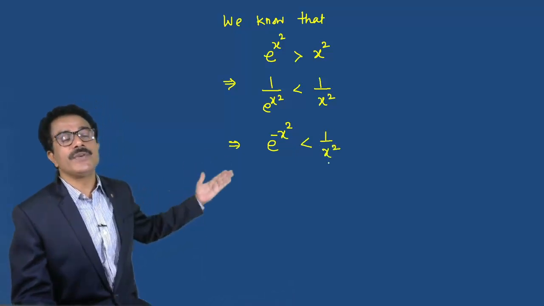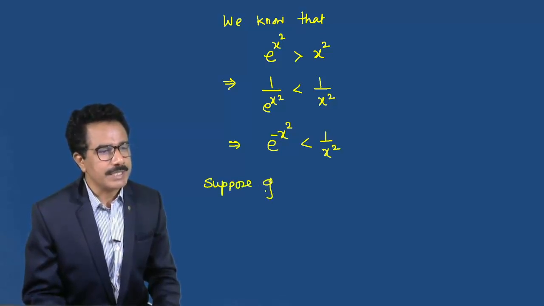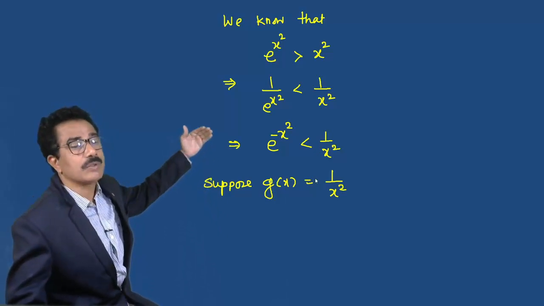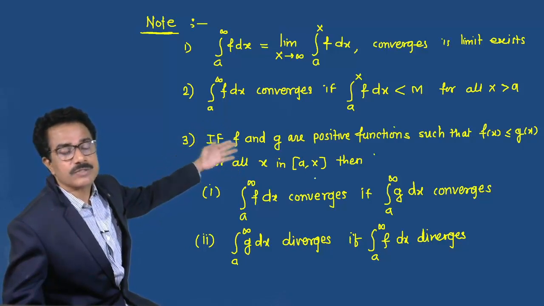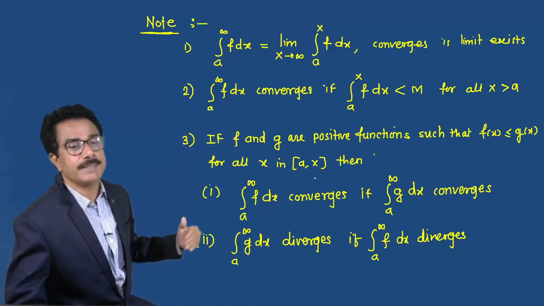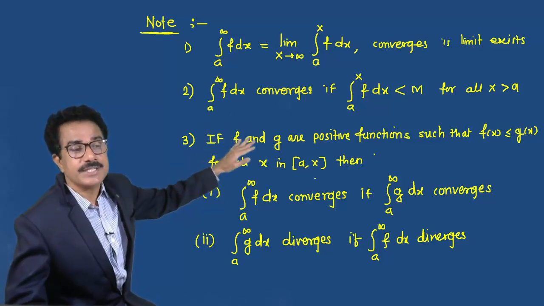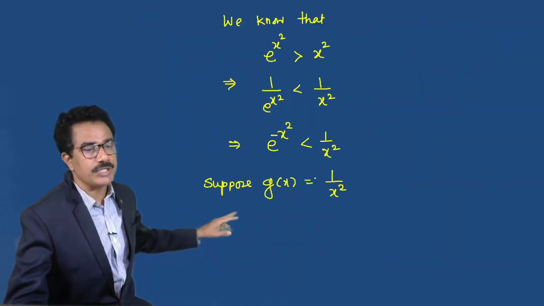So suppose we consider g of x is equal to 1 upon x square, because we have to use the comparison theorem. That means by the comparison test first, if f of x is less than g of x, now we shall discuss the integral of this g of x.